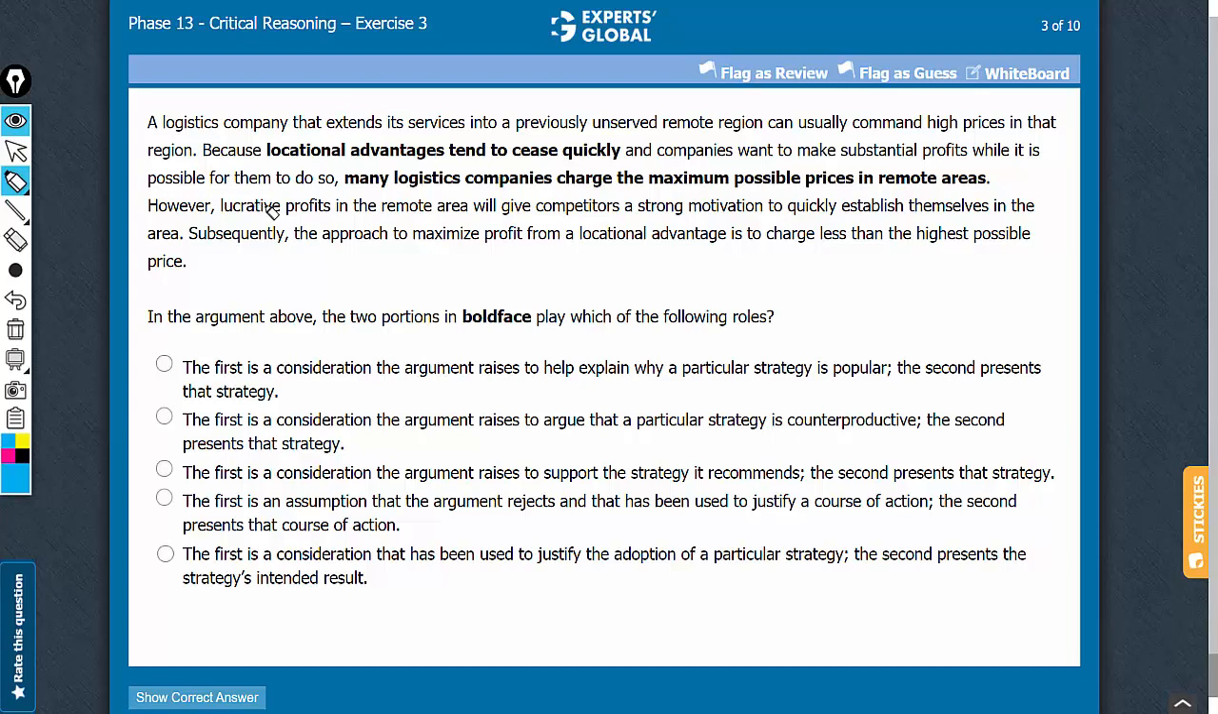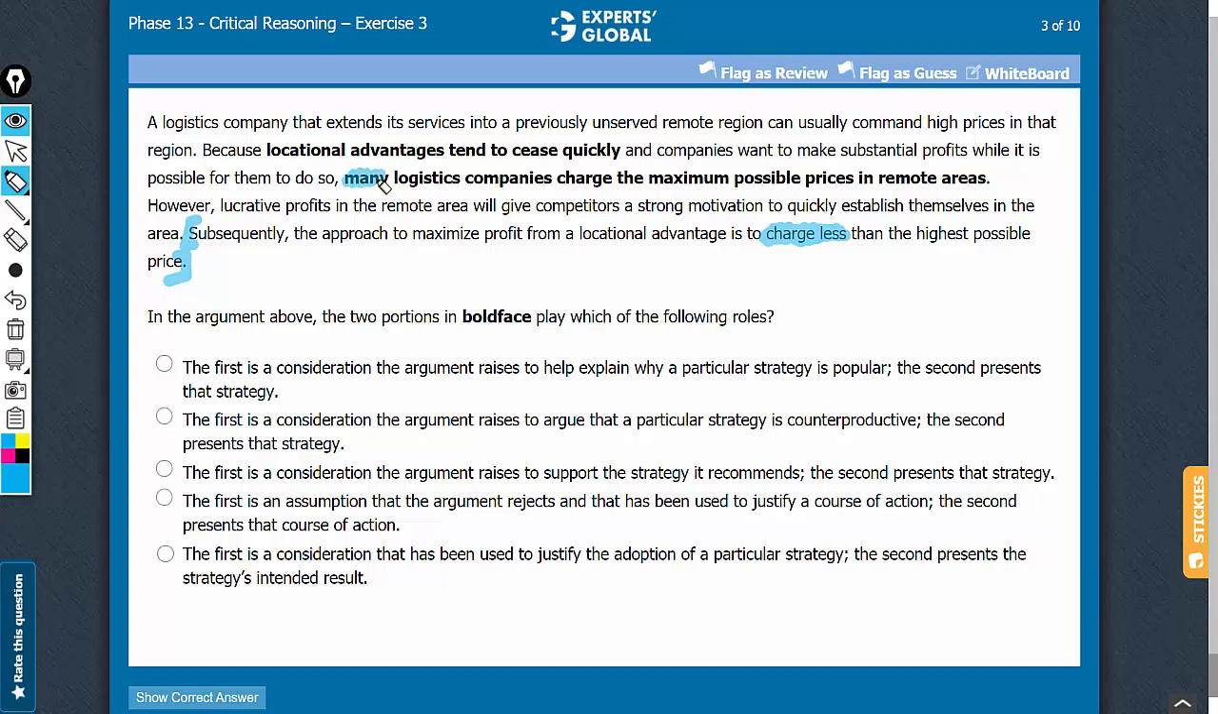It's a boldface question. Step 1 is to identify the conclusion here. The conclusion is this part. The last sentence of the argument is the conclusion that charging less would be a good strategy. Step 2 is to link the two boldfaces with the conclusion.